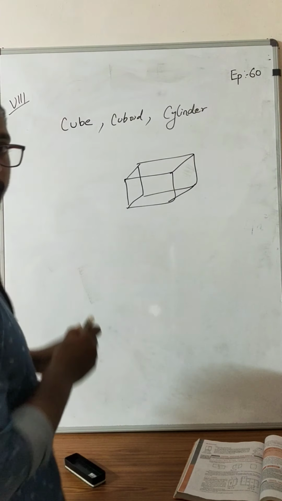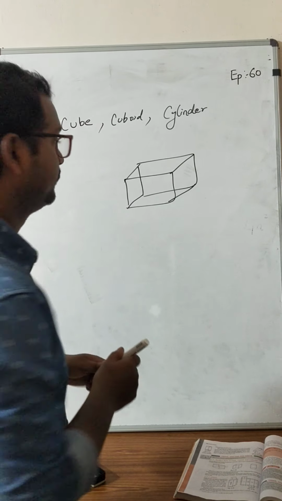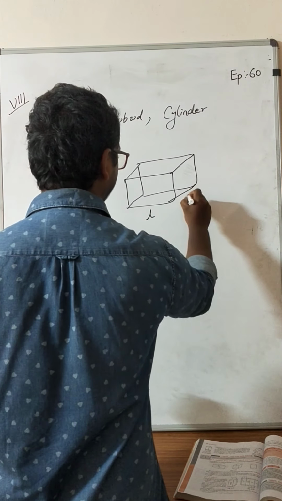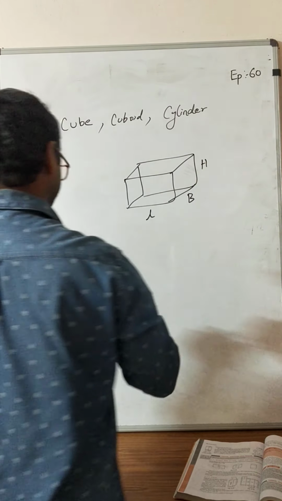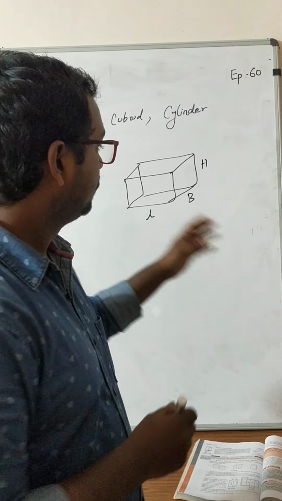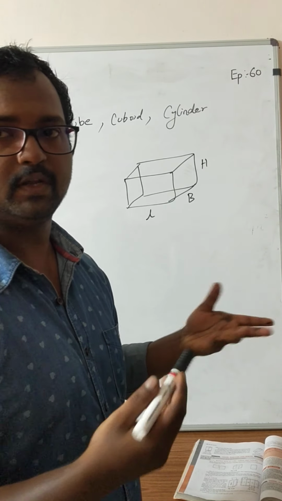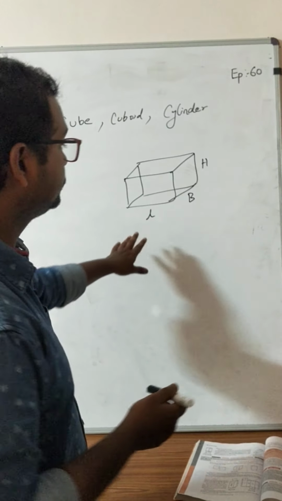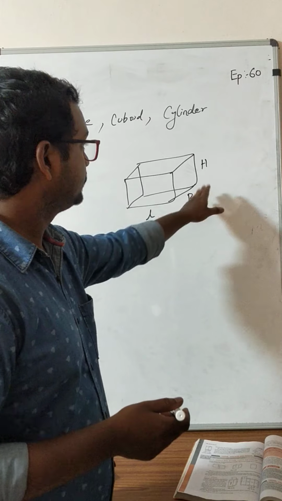So this is a cuboid. In case of cuboid, we have length, we have breadth, and we have height. In case of cuboid, the length and breadth may be same, breadth and height may be same, or length and height may be same, or all three could be different. So we have three sides, which is length, breadth, and height.